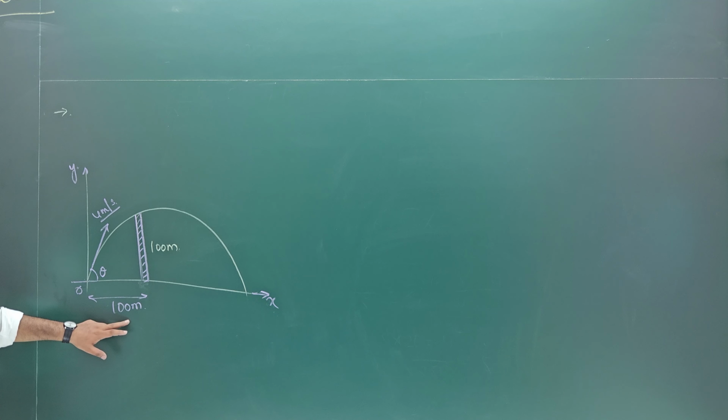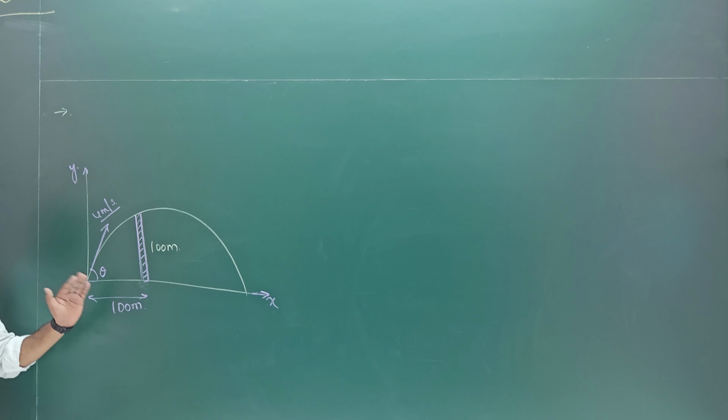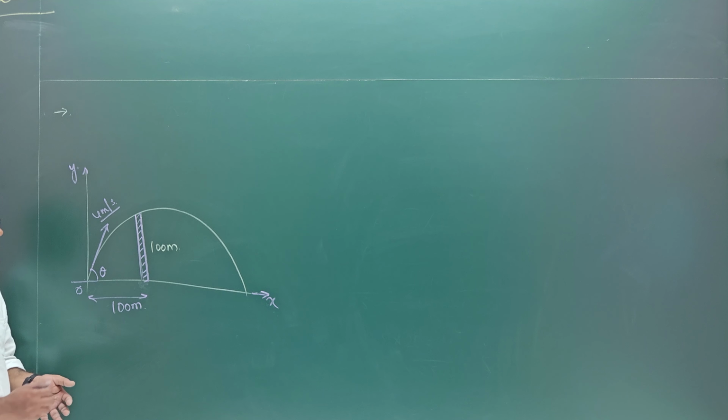That is what? 100 meter. Angle is 45 degree. No? Yes, very good. So the angle must and should be greater than 45 degree, then and only then will it cross the building and fall over there.